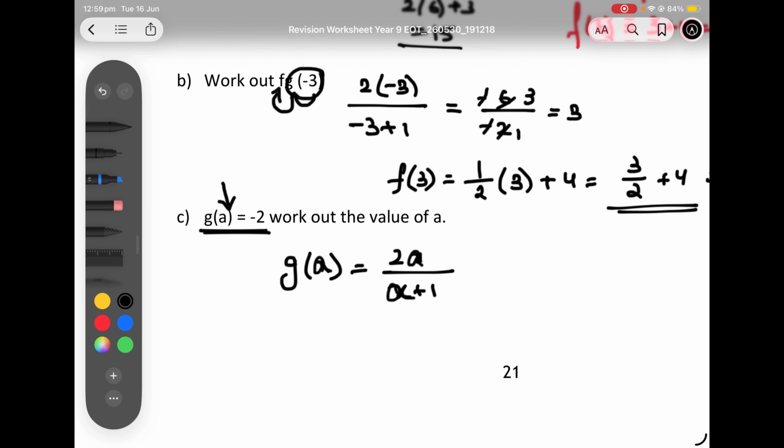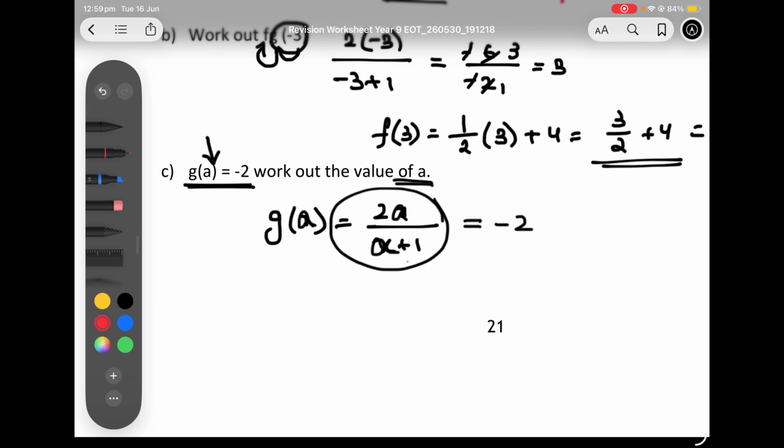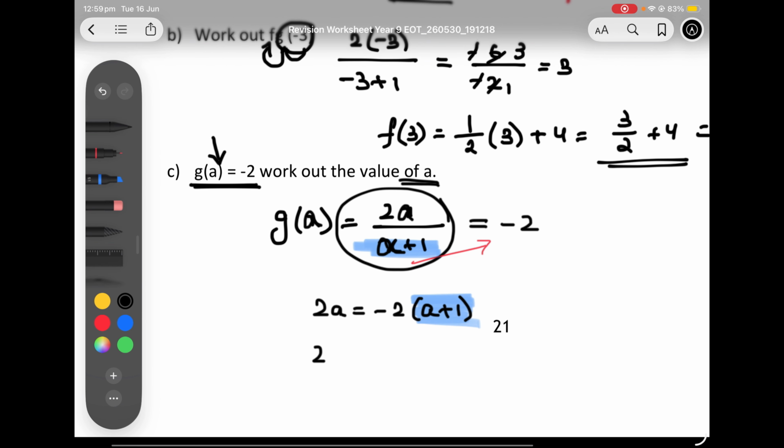I'm rewriting this with an a, and then he's saying that this g of a is equal to minus 2, and I have to find the value of a. So how will I do it? I will send this thing towards the other side to start simplifying it. From the denominator, if it is going, it goes in the numerator. That means this is in division, and after going here it goes in multiplication. Then it becomes 2a is equal to minus 2a and minus 2.